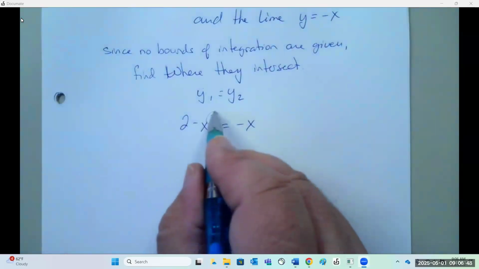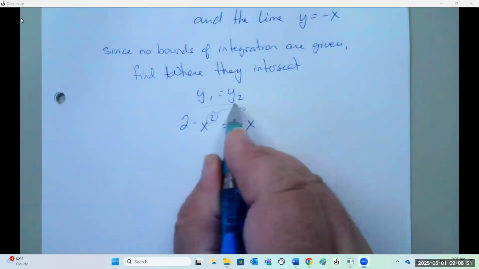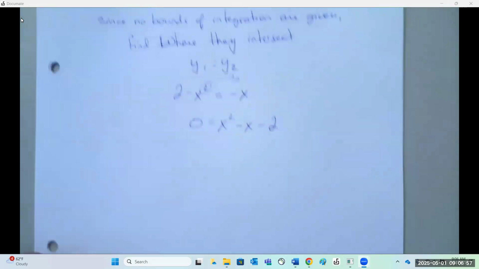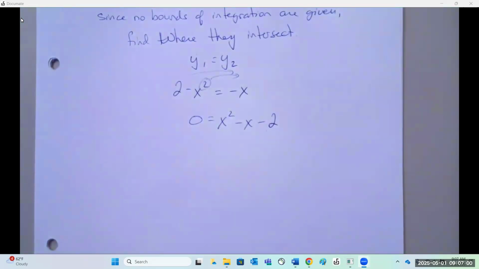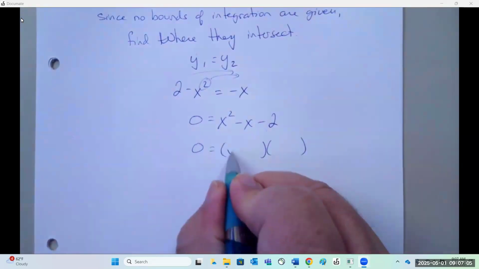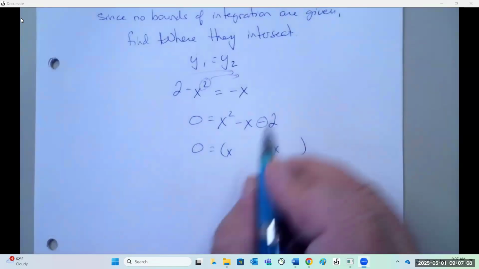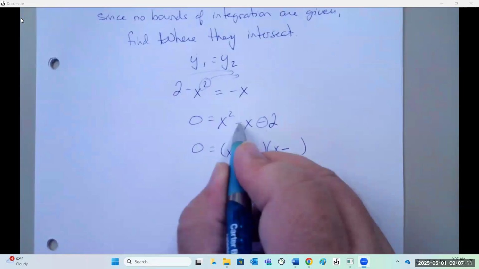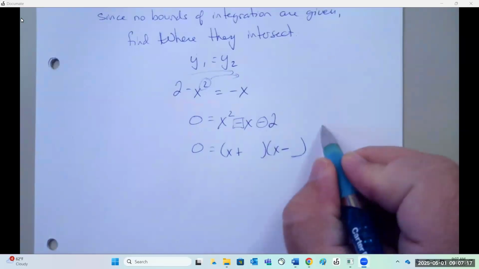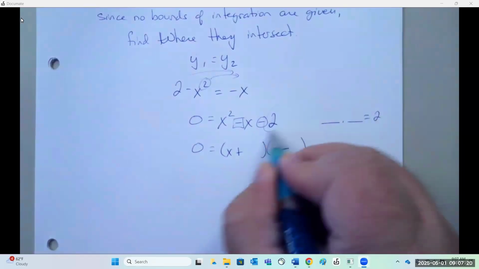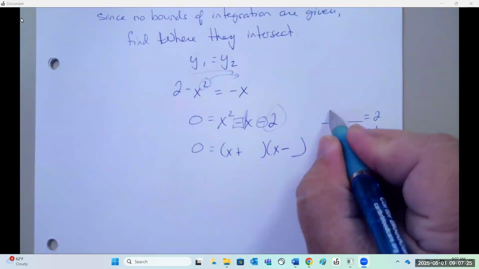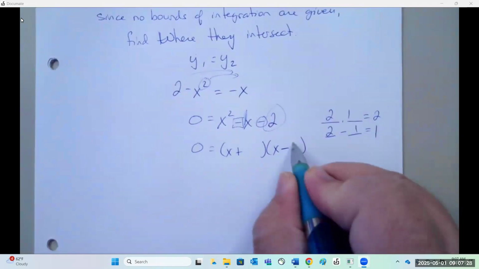Since it's an exponent of squared, we move these to the other side. So we have 0 equals x squared minus x minus 2. It's a quadratic equation, so we can try to factor it. The second sign's a minus, which tells us the signs are opposites, and the bigger number has a negative. What times what is 2? When you subtract them, you get 1. So 2 and 1.